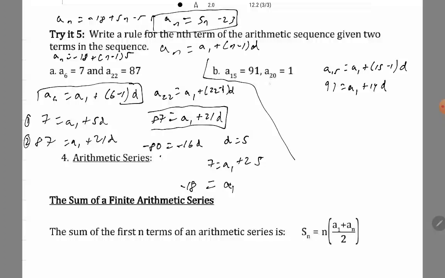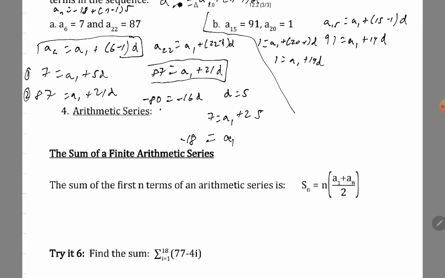My second equation would be 1 equals a1 plus 20 minus 1 d. So 1 equals a1 plus 19d. So those are my two equations. And then I would subtract, find d, find a sub 1, and then rewrite my equation. Like I said, I'm not going to do it all.